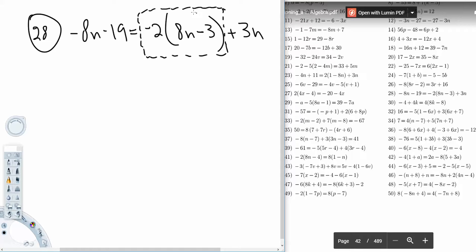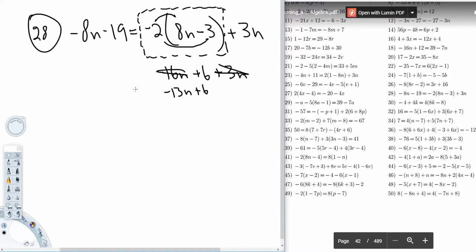Since you cannot simplify what's in the parentheses, you do a little trick called the distributive property. You multiply the first expression by the outside number and the second expression by the outside number, and it will give you the result. So I get minus 2 times 8n equals minus 16n. Minus 2 times minus 3 equals plus 6. Don't forget to add the plus 3n here. And in fact, we can combine the 3n and the 16n, which will give us minus 16n plus 3n equals minus 13n plus 6.